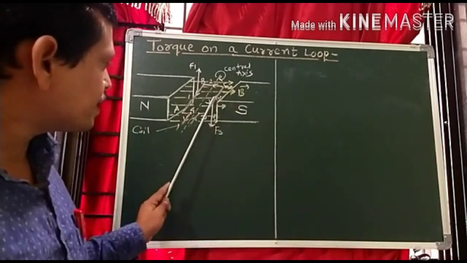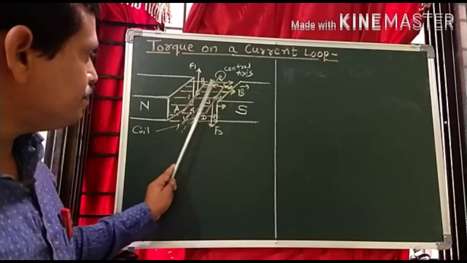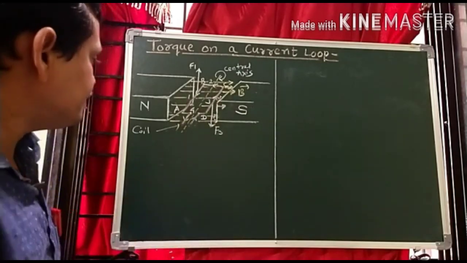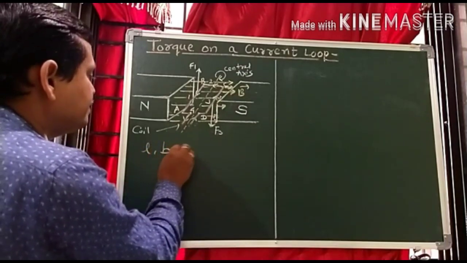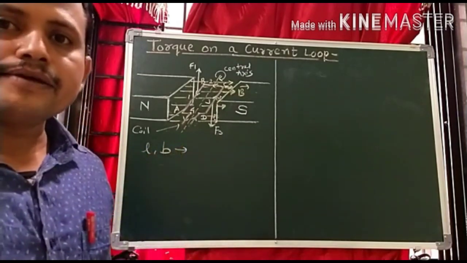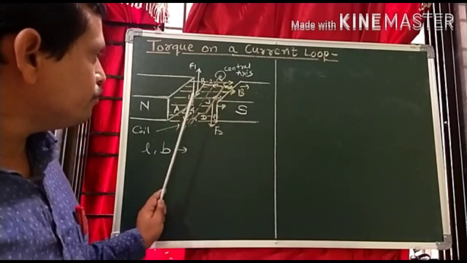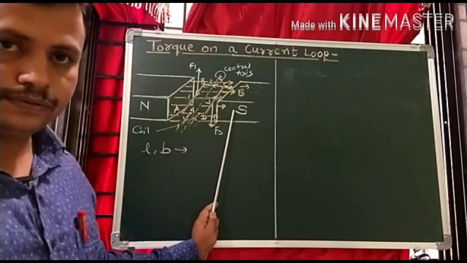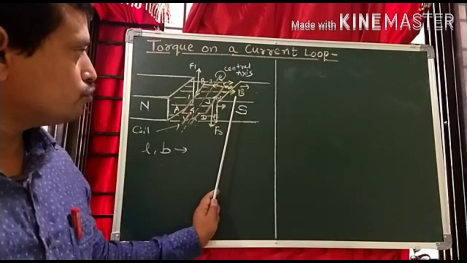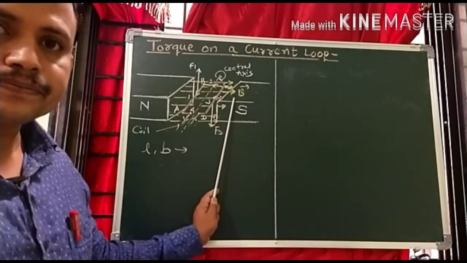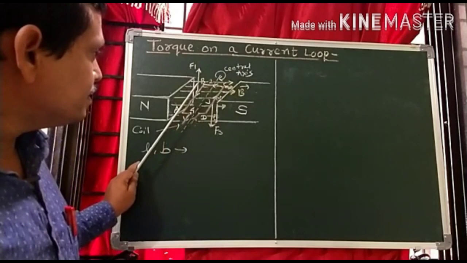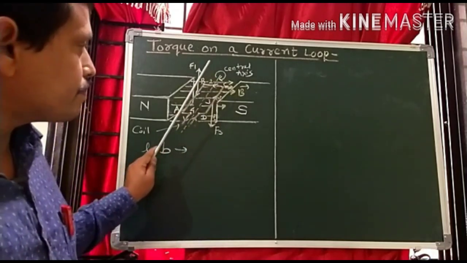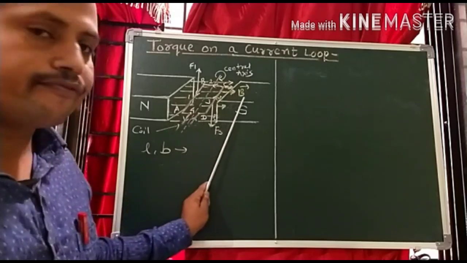As shown in the diagram, consider ABCD is the rectangular loop having length L and breadth b, of the current carrying wire, placed in the uniform magnetic field B directed from north to south and shown by the vector B, such that the segments AB and CD of the loop are perpendicular to the direction of magnetic field vector B.